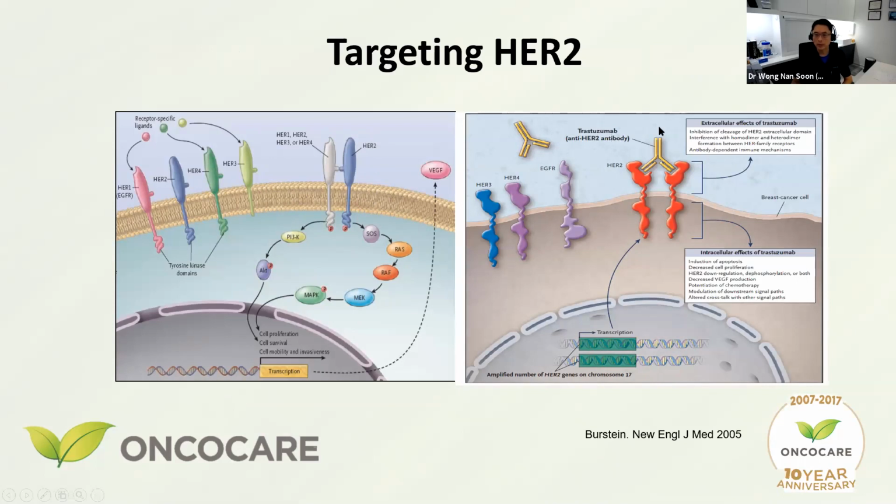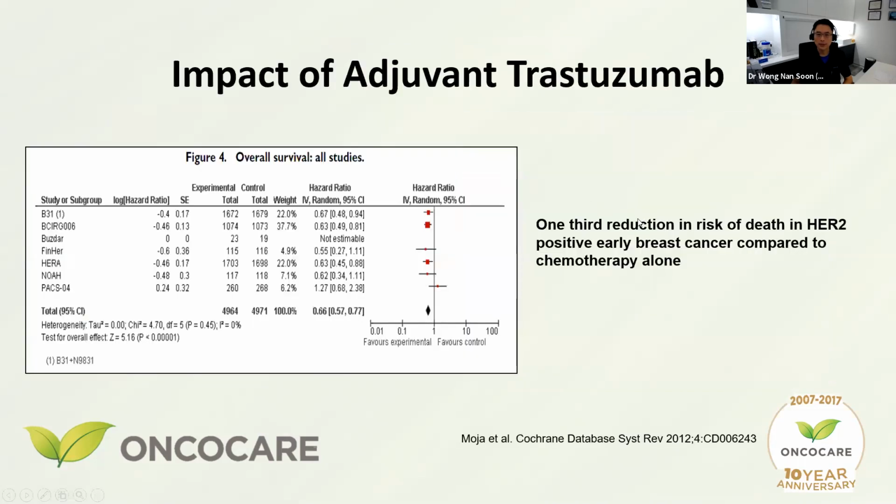So trastuzumab is a drug that has been designed to attach to the HER2, leading to inhibition of this tumor protein. And in the adjuvant setting, multiple trials have been done showing that on the average, there's a 1/3 reduction in the risk of death when we add trastuzumab to chemotherapy in early breast cancers that are HER2 positive. Right?